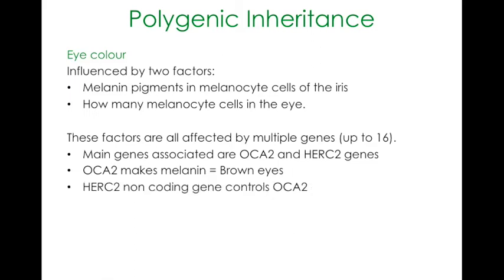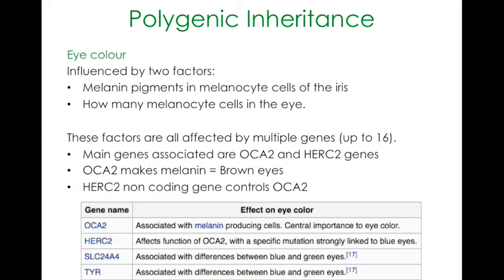HERC2 is not a coding gene. It doesn't code for a protein. However, it switches OCA2 on and off. And so the presence of HERC2 and its variations will determine the switching on and off of OCA2, which then determines whether you have brown eyes or non-brown eyes, right? As you can see there, we're getting into very complex territory here because it's not a simple matter of does this contribute, does it not contribute. This one switches on, this one switches off, and contributes to those things.